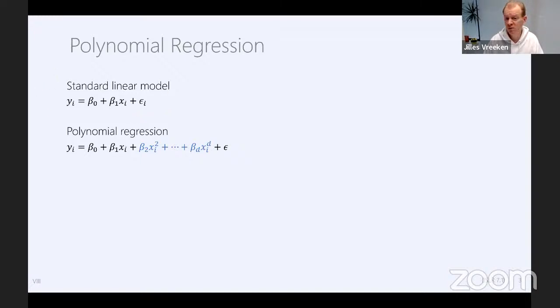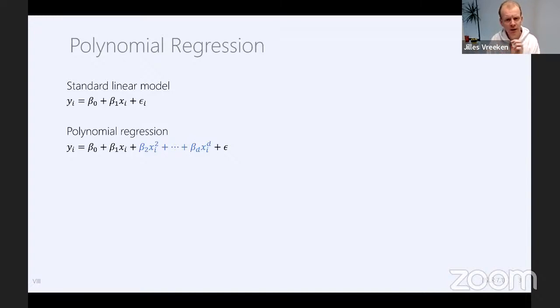And in polynomial regression, we add some basis functions. So rather than just having one coefficient for xi, we now have beta 1 for xi, but we also consider xi squared. We have another coefficient for that, all the way up to whatever degree of polynomial we choose. So if we choose 3, then we have plain xi, we'll have squared, and we'll have cubed, and so on and so forth.